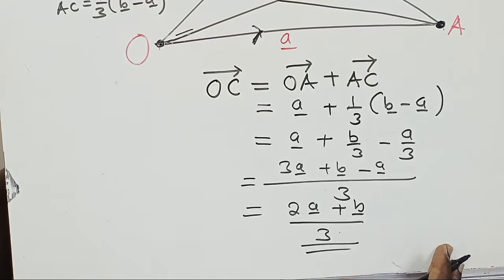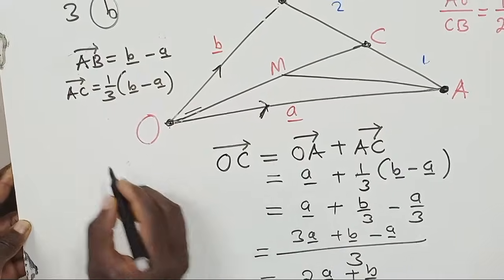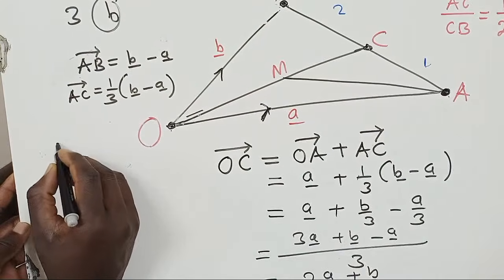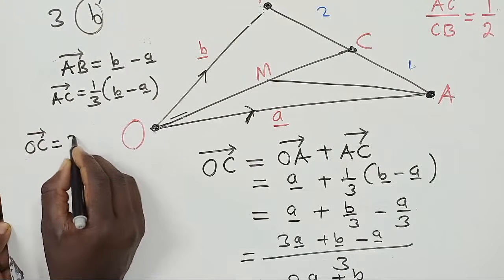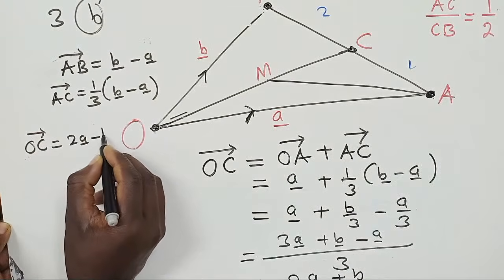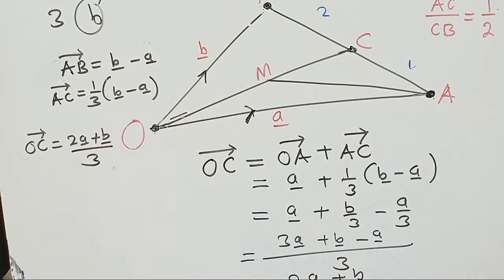So this is our solution for OC. So we can also put it here. OC is equal to 2A plus B over 3, like that. Okay.